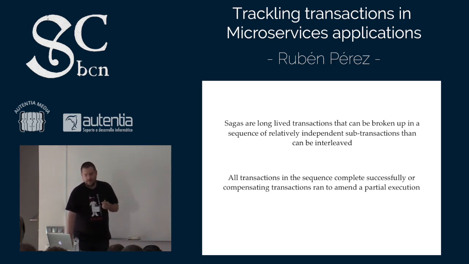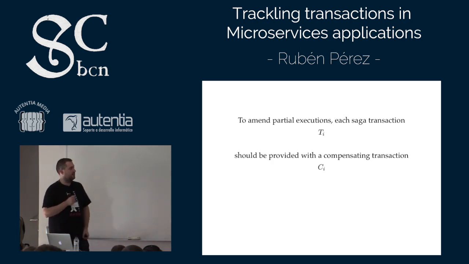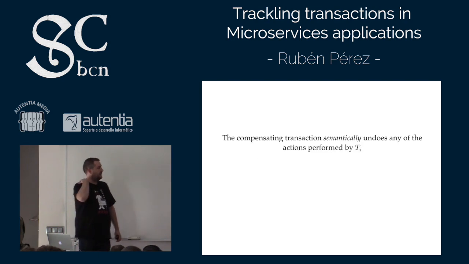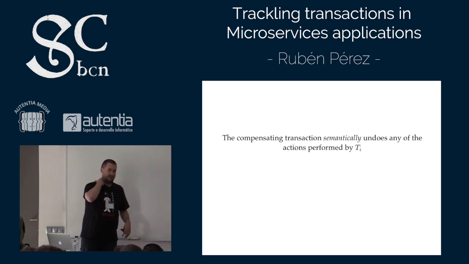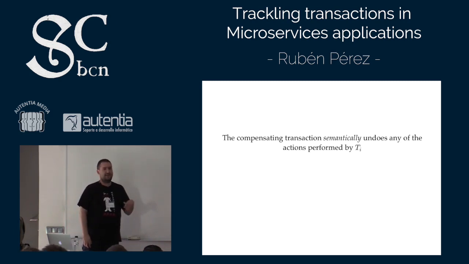So what do I mean with that? We have a global transaction that we have split into some steps that are kind of atomic. And for each one of those steps, we have to provide a compensating action to undo the previous work. And the key point is here: the compensating transaction semantically undoes any of the actions performed. It does not necessarily mean that you will get the exact previous state of your database. It just means that it will be semantically equivalent.